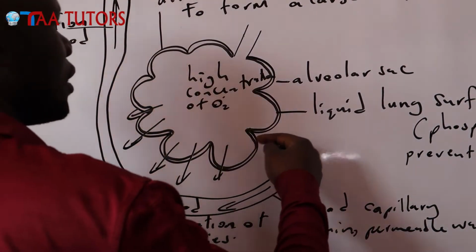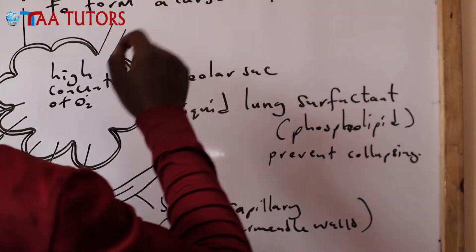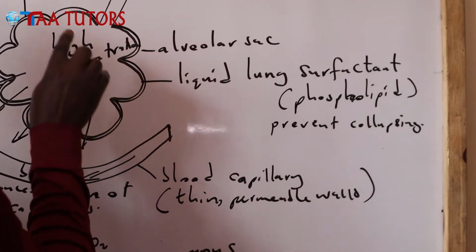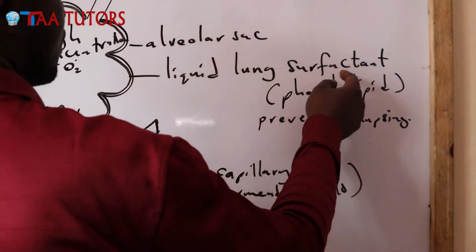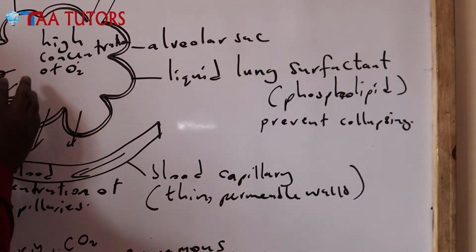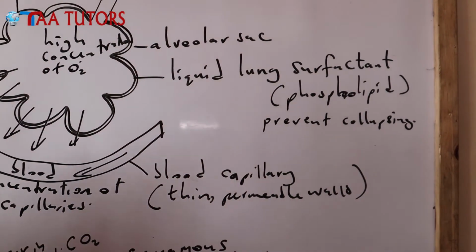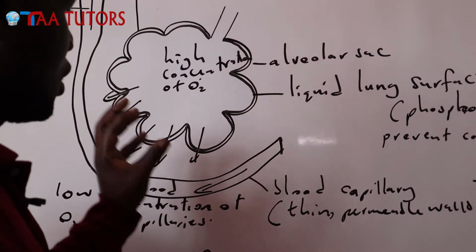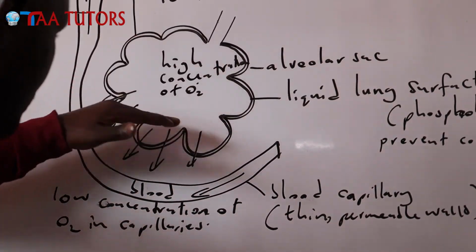there is always a liquid, a phospholipid layer, which is a liquid. This will prevent the wall from collapsing. We can also call it the lung surfactant. It is very important for us to know that those features help us make sure that our lungs are in the correct shape to continuously work for us. So this is how it happens.